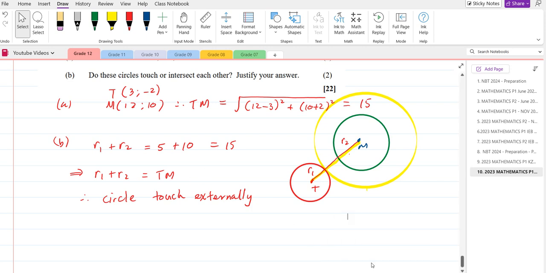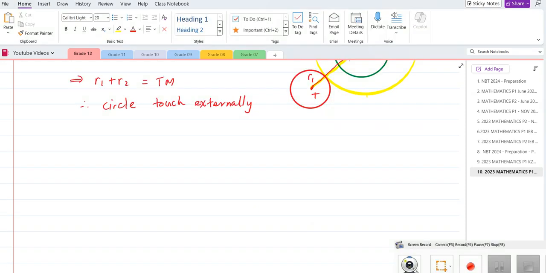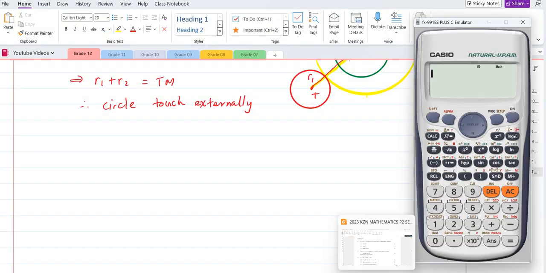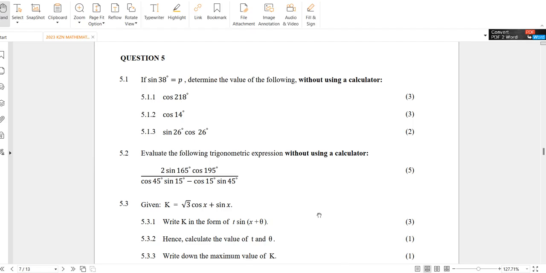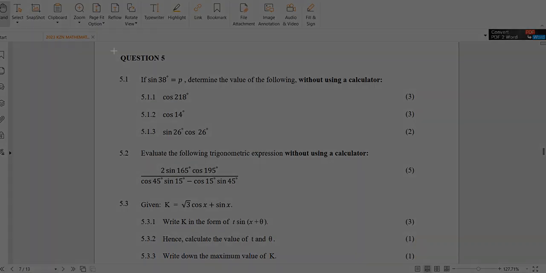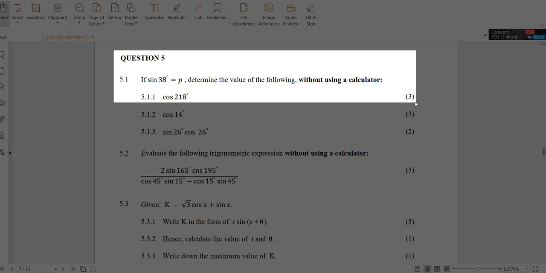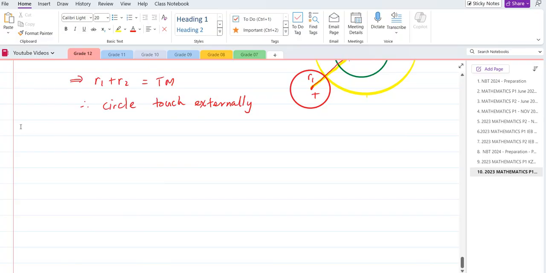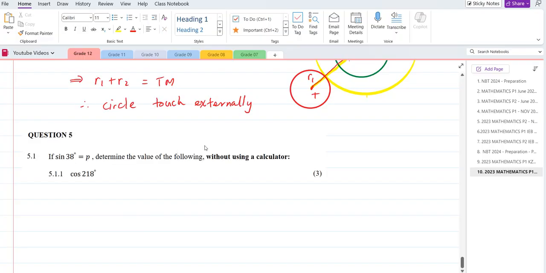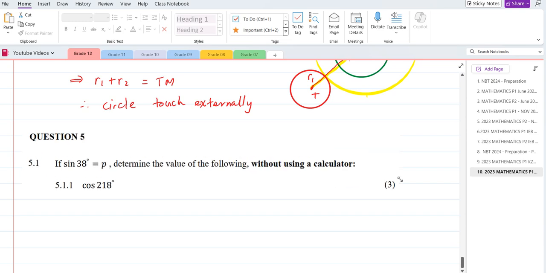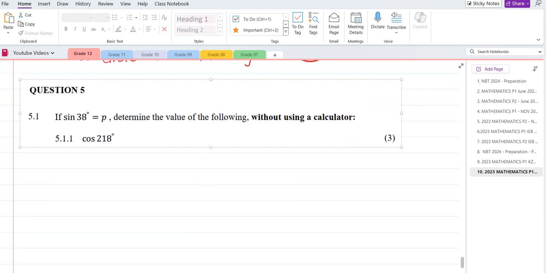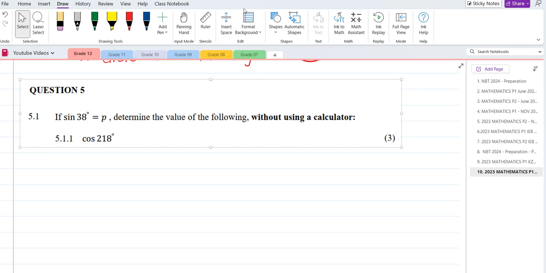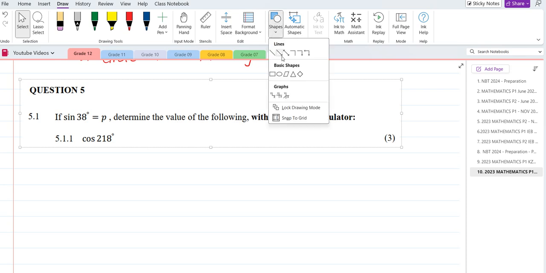Now, moving on to the next question. Question 5, which is on trigonometry. So let's have a look at this question here. What do they want? The first question is, if sine 38 degrees is equal to P, then determine the value in terms of P without the use of a calculator, right? So we have to draw a triangle. This is a basic question using triangles. Let me draw a triangle here.